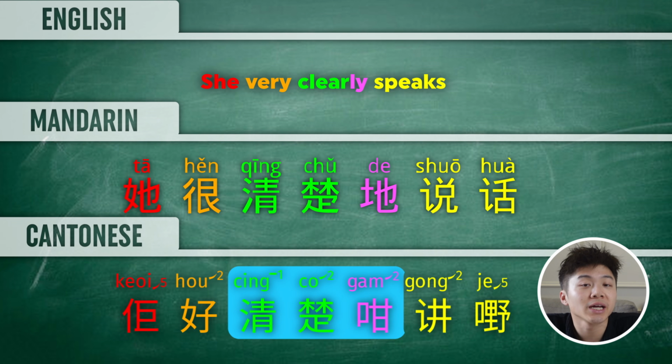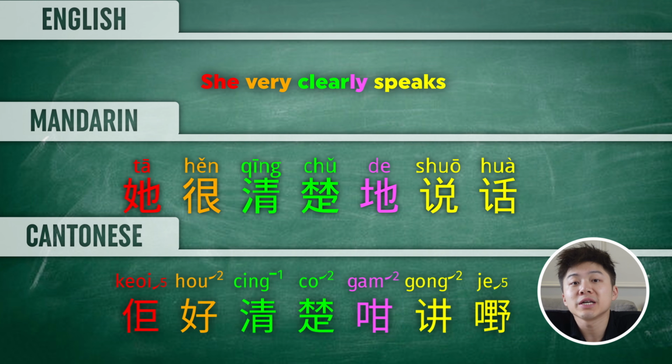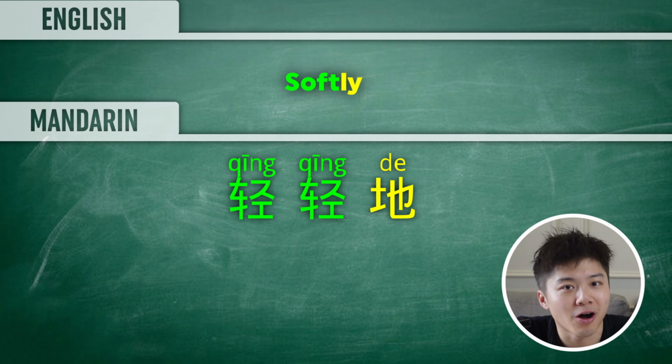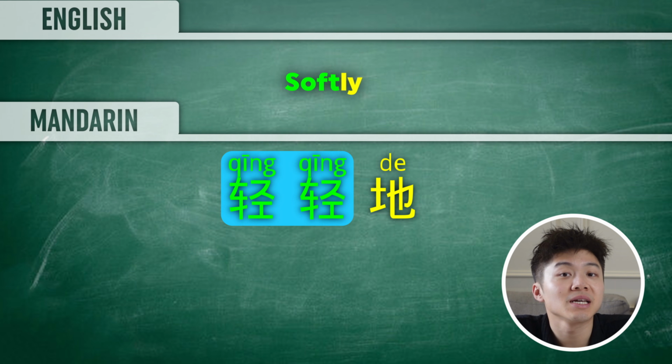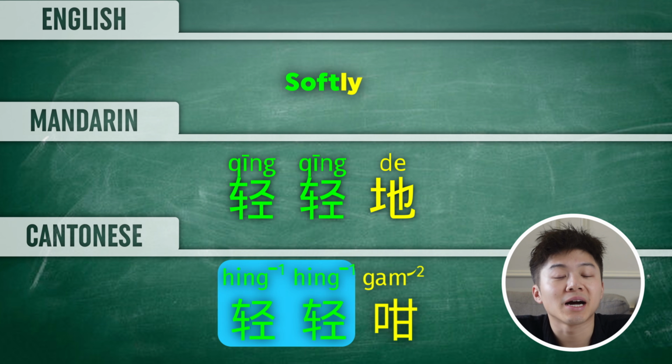So now here, clearly is the adverb that's derived from the adjective clear, or 清楚 in Cantonese, and we added that de in Mandarin or gum in Cantonese to really emphasize the clarity of her speech and turn it into an adverb. Let's take another example. In English, softly. So in Mandarin, 輕輕的. In Cantonese, 輕輕咁.